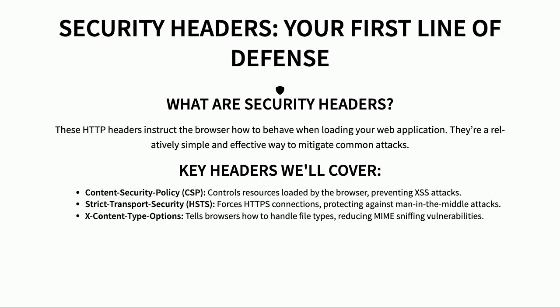Okay, let's talk about security headers. They're like little instructions you give to the browser on how to handle your website. We'll focus on three really important ones today: Content-Security-Policy, Strict-Transport-Security, and X-Content-Type-Options. CSP helps stop those nasty cross-site scripting attacks by controlling what resources the browser is allowed to load. HSTS forces the connection to always be secure HTTPS, which prevents someone from intercepting your traffic. And finally, X-Content-Type-Options tells the browser how to handle different file types, preventing it from trying to guess if a file is actually an image or script and potentially opening itself up to vulnerabilities.